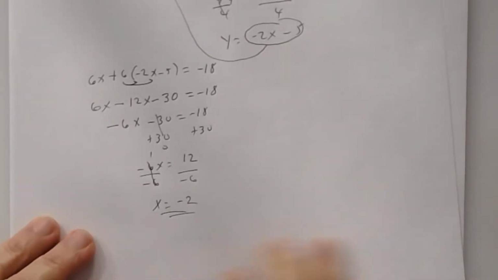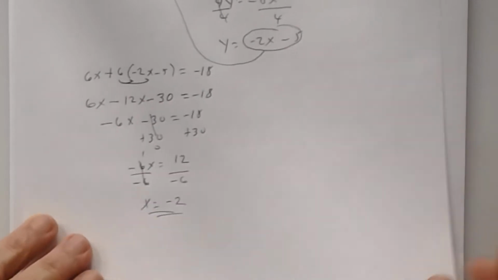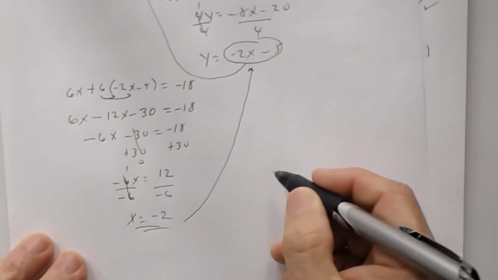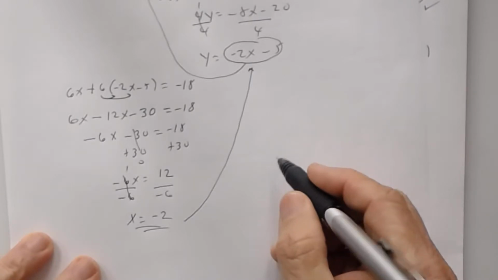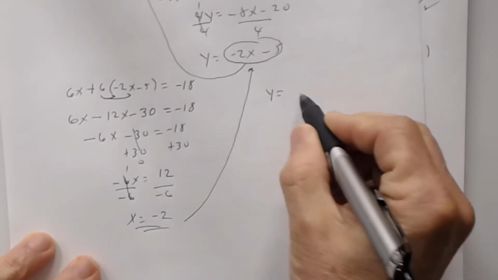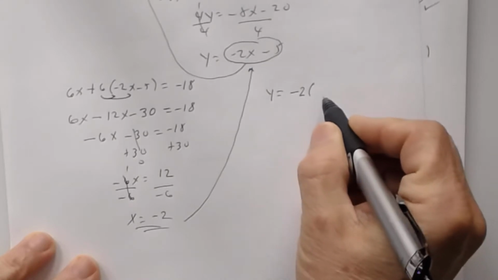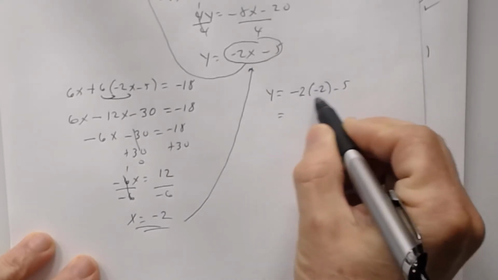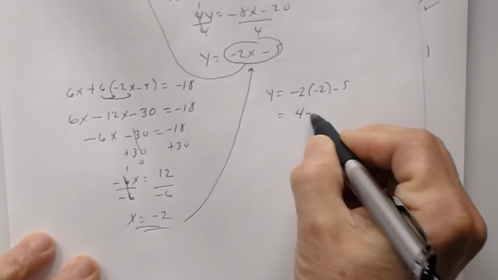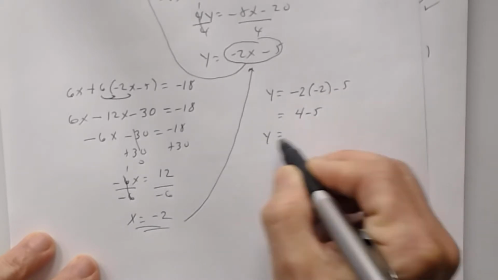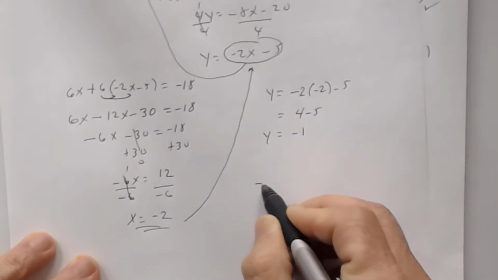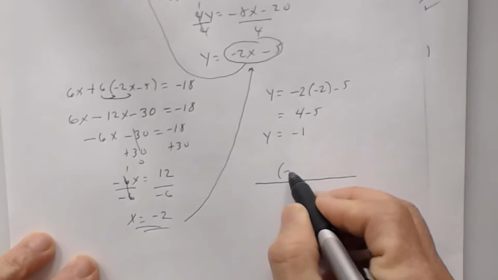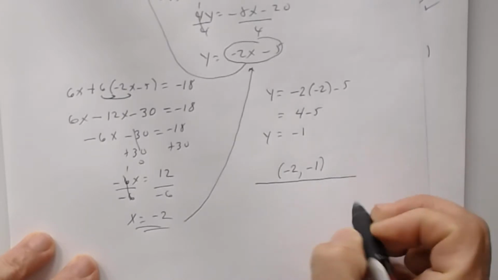Now once you find the x coordinate, what's the next step? Go back here and substitute negative 2 in place of x. So I get y equals negative 2 times x. What's x? Minus 5. Negative 2 times negative 2 is a positive 4, minus 5, which is a negative 1. So your solution as an ordered pair is going to be what? Negative 2 comma negative 1.